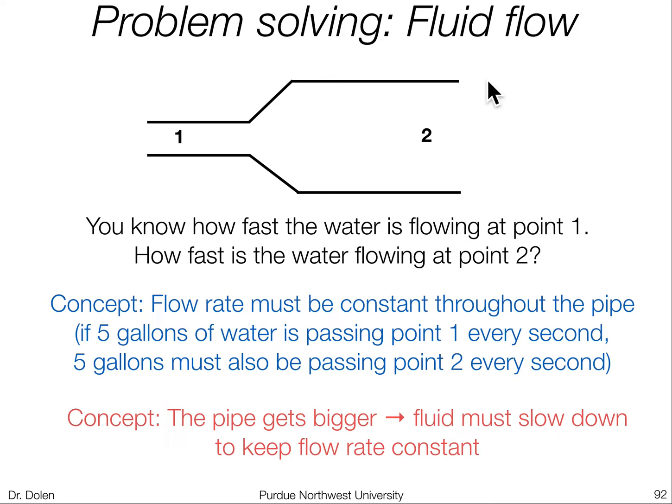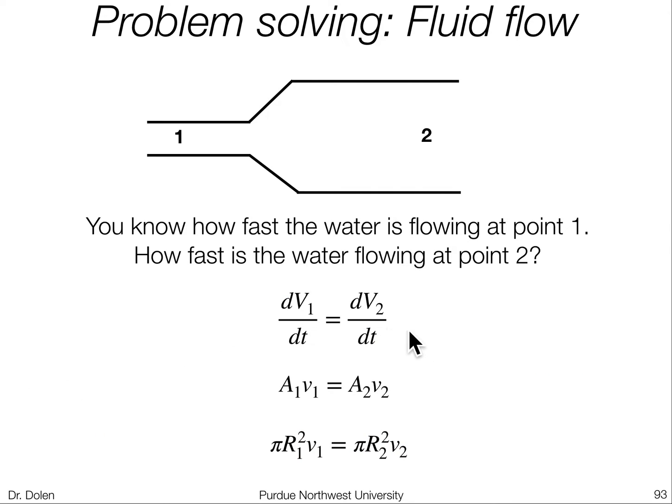The second concept is, if the pipe is getting bigger, in order for the flow rate to stay constant, the fluid must actually slow down. Once you realize those two conceptual ideas, we can write down the continuity equation. We can rewrite the volume flow rate as area times velocity. If it's a circular pipe, I can rewrite the area at point 1 as pi r squared, and the area at point 2 as pi r squared. Now if I know the radius of the pipe at point 1, the radius at point 2, and the velocity of the fluid at point 1, I can figure out the velocity of the fluid at point 2. That's how we solve that type of problem.